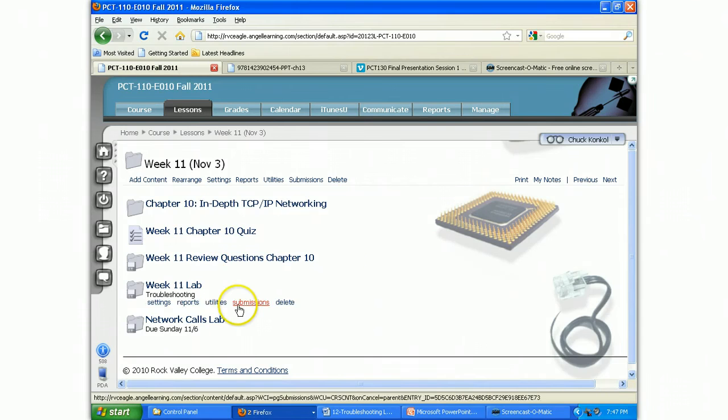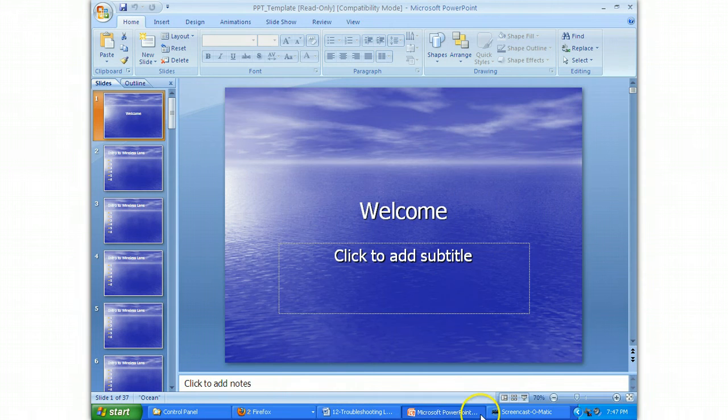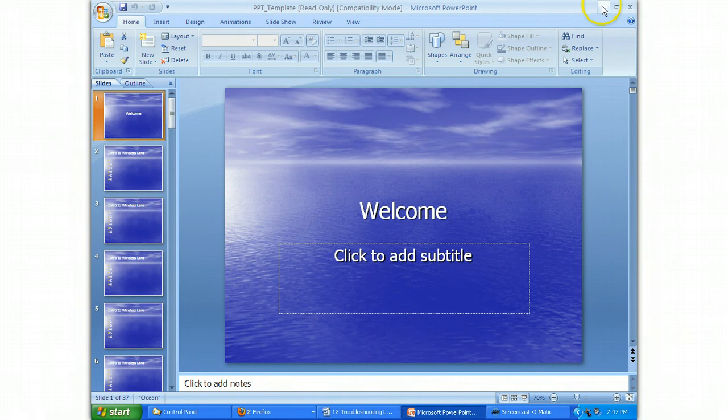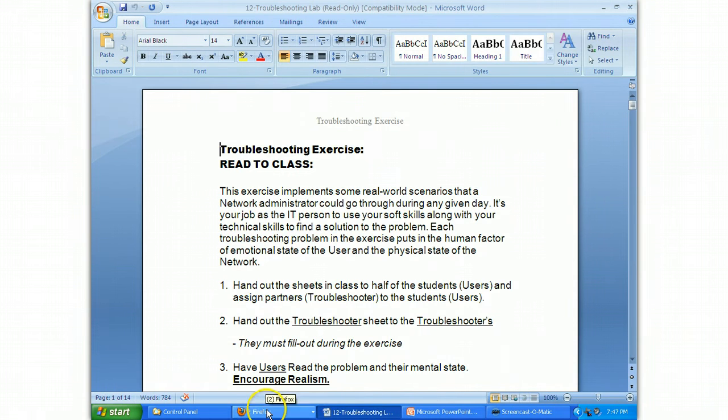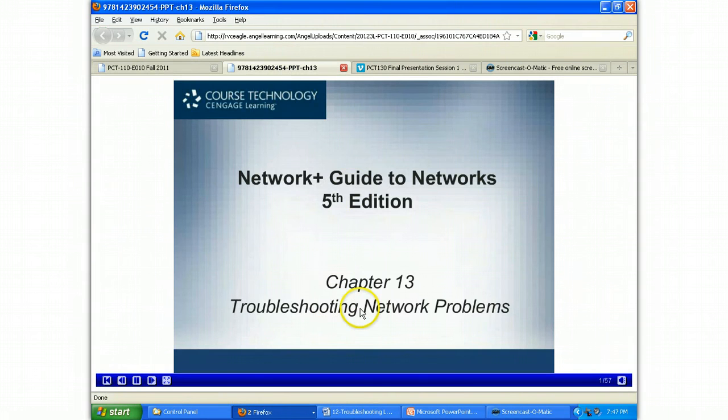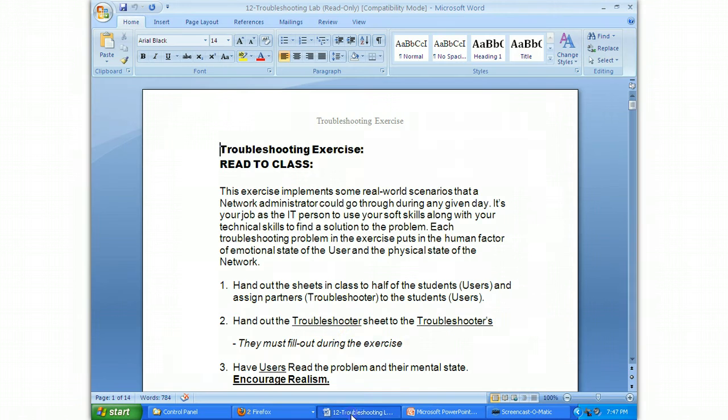And then we're going to look at, if I can get there, a PowerPoint on troubleshooting. I've got it right here. On troubleshooting network problems, we're going to look at about 30 slides on this one. Take a break and then come back, and you should have a handout in front of you right now that looks like this on the troubleshooting exercise.